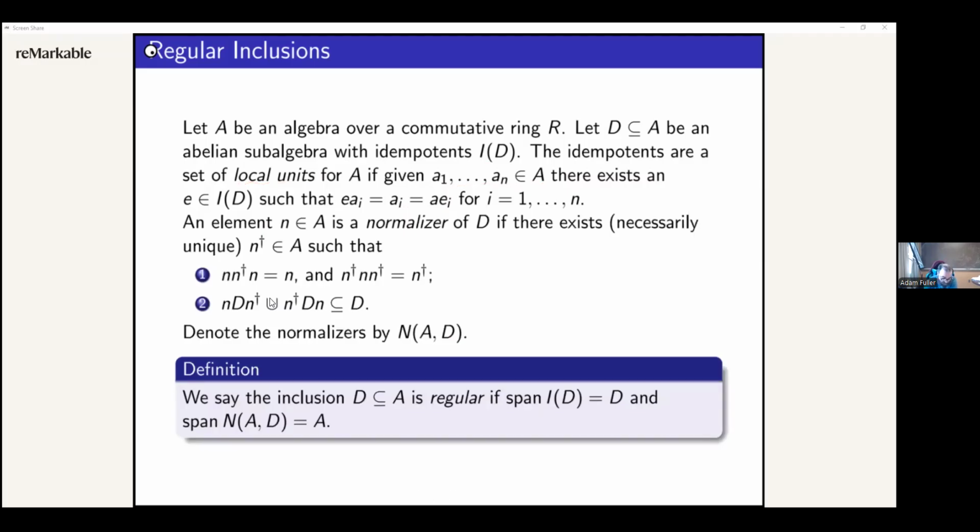There's also an analog of a normalizer. An element n in A is a normalizer for D if there's an element n dagger so that n n dagger n is equal to n, and n dagger n n dagger is n dagger, and these two elements n dagger n and n n dagger map back into D. This n dagger is necessarily unique. That is a theorem that needs to be proved. But if you have a normalizer, there's a unique element which satisfies this, which justifies the n dagger notation.